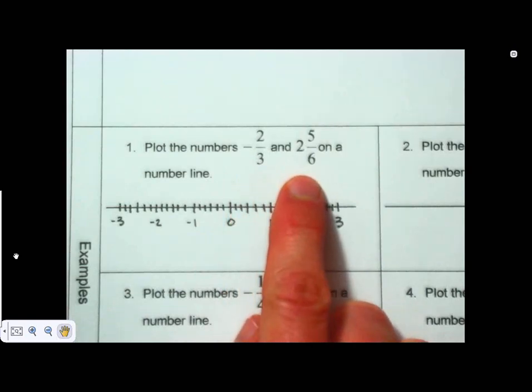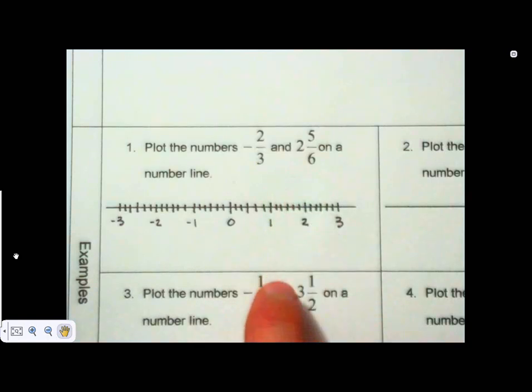Now, you've probably heard me say in the past that mixed numbers are of little use in mathematics, that they're difficult to work with. But this is actually one of those exceptions. When you're plotting numbers, it can be easier if you have the numbers in mixed number form as opposed to improper form.